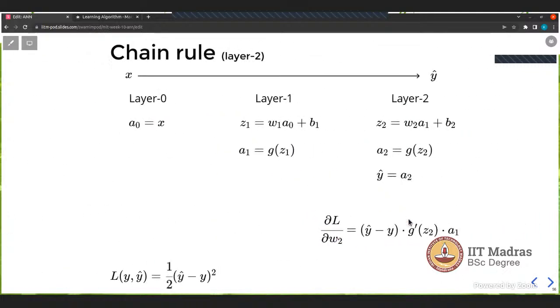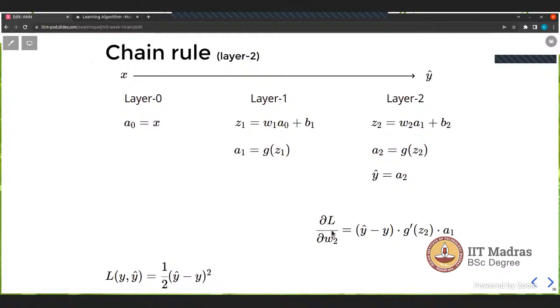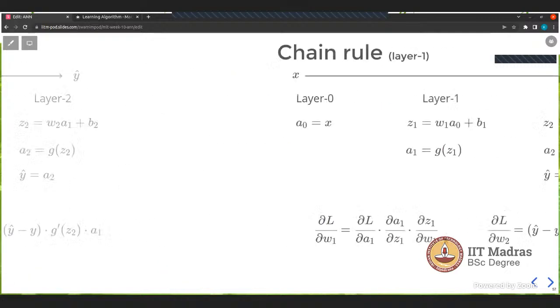So the rest of it is just expansion, right? If the denominator was actually B2, then you would take B2 in the last step. You would just say it is dou Z2 by dou B2. Okay, and then you just substitute the value. So dou A2 by dou Z2 is nothing but G prime of Z2, and dou Z2 by dou W2 is nothing but A1. That's just chain rule again, and you keep doing this.